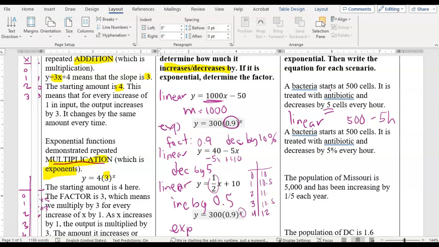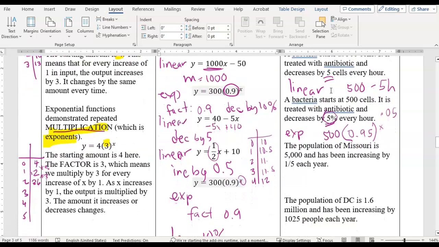The next one, a bacteria starts at 500 cells, is treated with an antibiotic and decreases by 5% every hour. This is giving us a rate that it is decreasing by in percent, which means it'll take off that percent each time. So it'll be exponential. We can write this as 500 times 0.95 to the power of x. Now here, the reason I'm doing 0.95 is it's decreasing by 0.05, right, decimal wise, and so what's left would be 95% each hour.